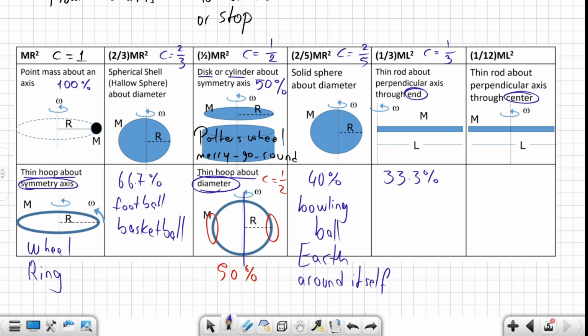Thin rod around the center will totally change its equation. If you hold a pen or pencil or a ruler at its center, the equation for the moment of inertia will be 1 over 12 ml squared. By the way, remember that you will take the whole length and not just from the axis of rotation. So C will be equal to 1 over 12, and 1 over 12 will stand for 8.33% of the mass that is at the farthest possible point.